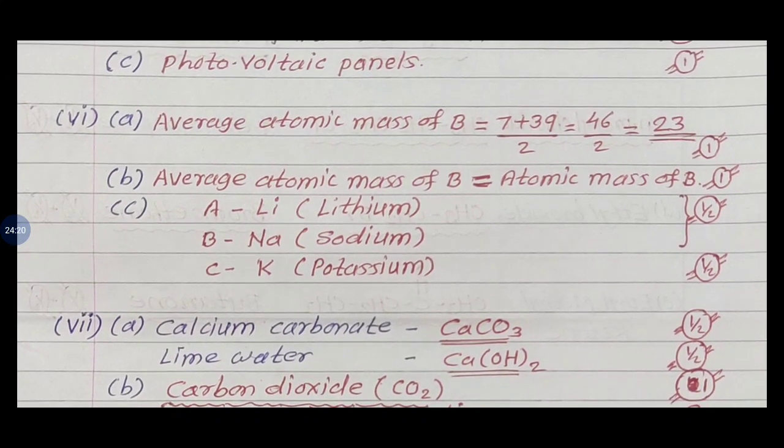So the first 2 are writing, then half mark, and the last one you are writing. Out of these 3 names, if you write only 2 names, you get only half mark, but if you write all 3 names, you get the full 1 mark. Clear, all of you? Be careful.